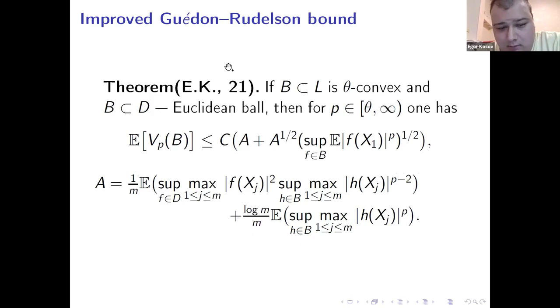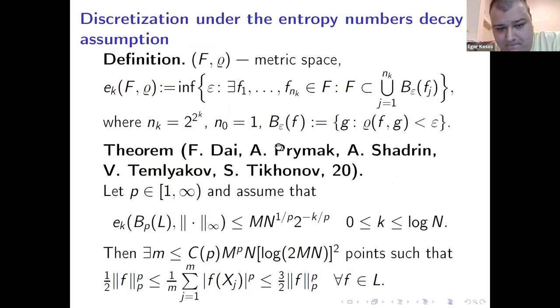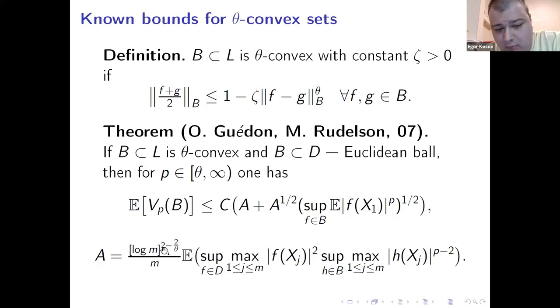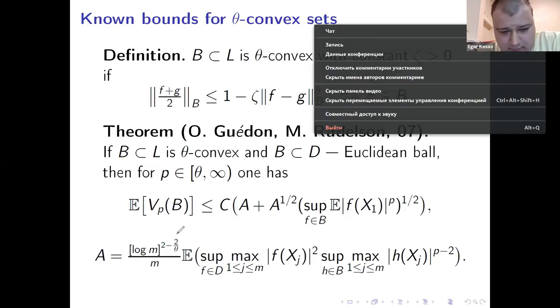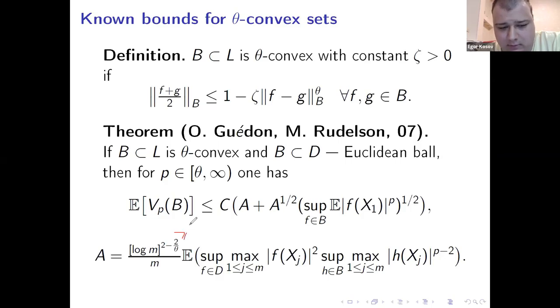I also would like to mention that while studying this problem and proving the previously mentioned results, it appears that one can slightly improve the Guédon-Rudelson bound. So we assume the same, that B is theta-convex and contained in some Euclidean ball, p not less than theta in this range, then we have a similar bound, but A is this. So what is better? The power of the logarithm is better. In the Guédon-Rudelson result, they have 2 minus 2 over theta.